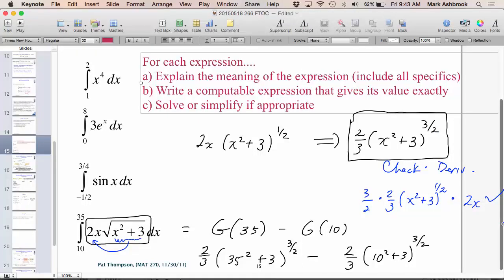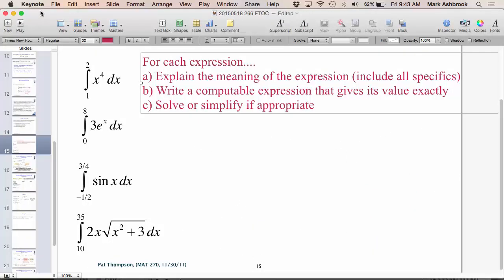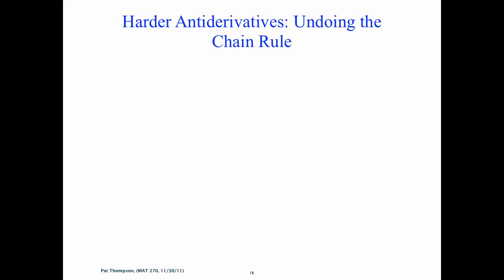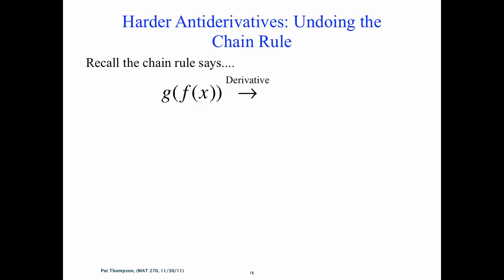Other questions on this example? Okay, let's generalize it. We're going to call this undoing the chain rule. What does the chain rule say? It says that you have a composite function, g of f of x. How do you take the derivative? You look at which function first? The exterior, right? You take the derivative of the exterior with respect to the interior. And then here's the chain part: you chain on the derivative of the interior.